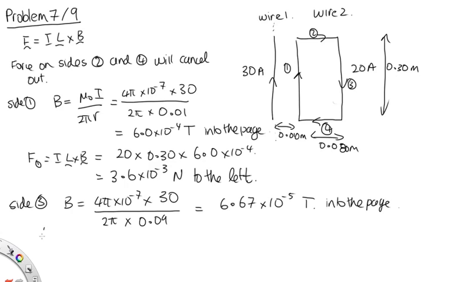So now we can calculate the force. The force on side 3 is IL cross B. I is given by 20, L is given by the 30 centimeters again, B is given by the 6.67 times 10 to the minus 5 Teslas. So solving that, we end up with 4.0 times 10 to the minus 4 newtons. And now in this case, the L is directed down the page and B is directed into the page. And so this force is to the right.